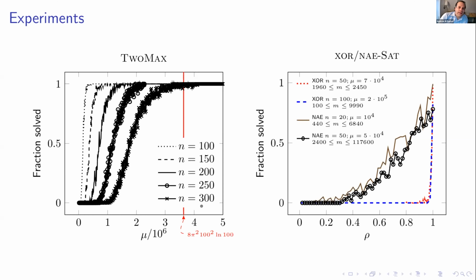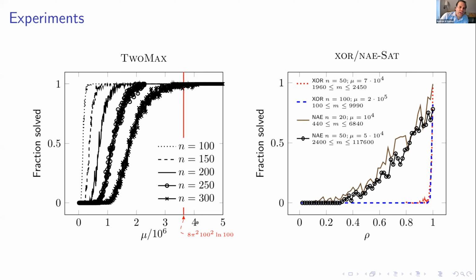The main thing that I want to point out here is that if you look at this red vertical line, this corresponds to 8 pi squared 100 squared times log 100. All right. So this would be our first theorem with c equals 0, the trivial probability bound for n equals 100. But as you can see already, for n equals 100, we have a very low mu, an order of magnitude lower, that is already solving most of them.